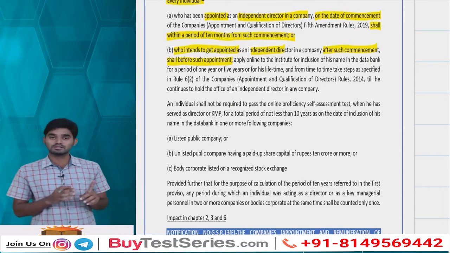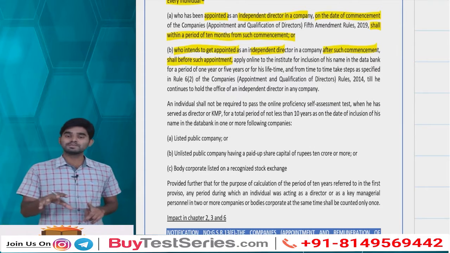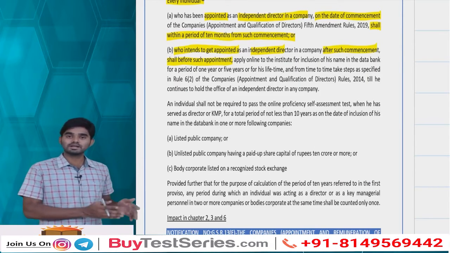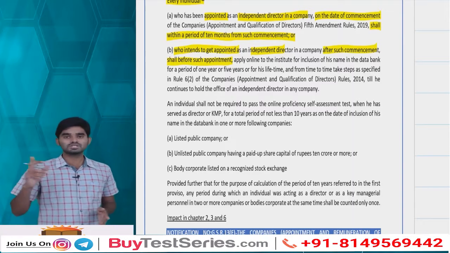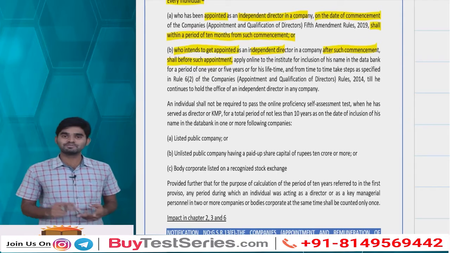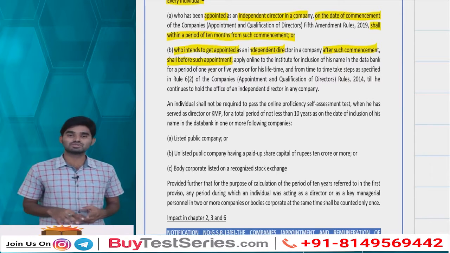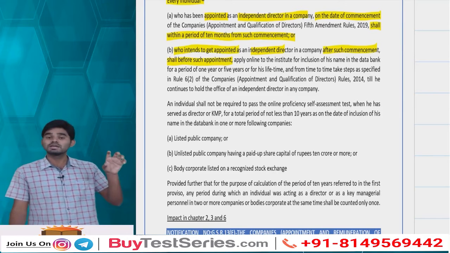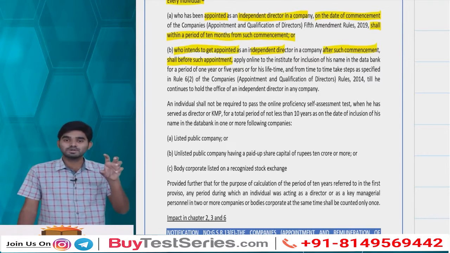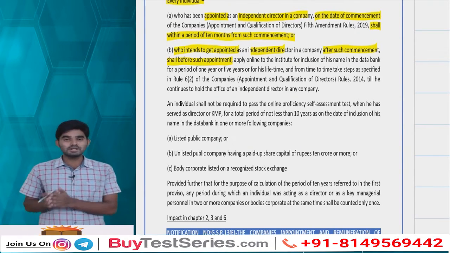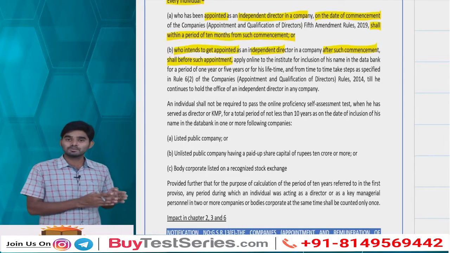that means, sir, the first part was within 10 months from the commencement of these rules. If at all you are already an independent director in an existing company, you register yourself with the website. Second one, as on date of commencement of these rules, you are not acting as an independent director. I repeat once again, clear everyone? Sir, as on date of commencement of these rules, you are not an independent director, but after the commencement of rules, you intend to be appointed as an independent director of a company.